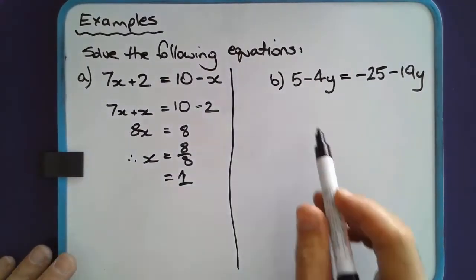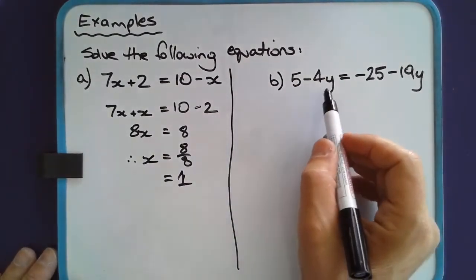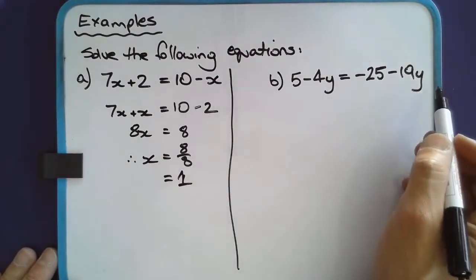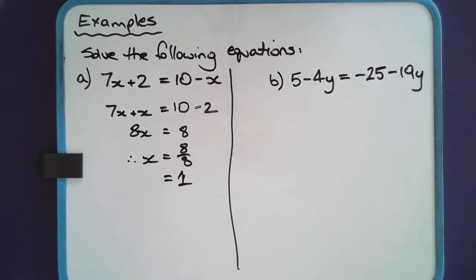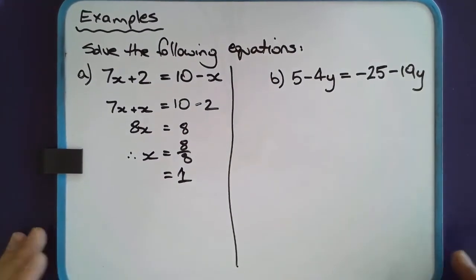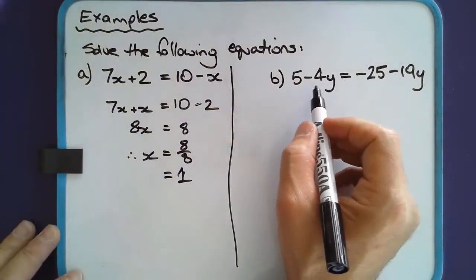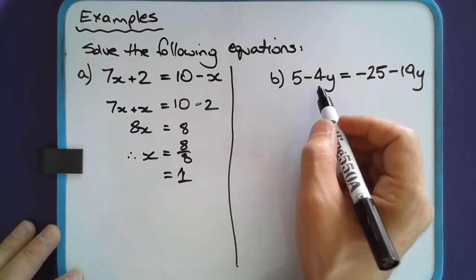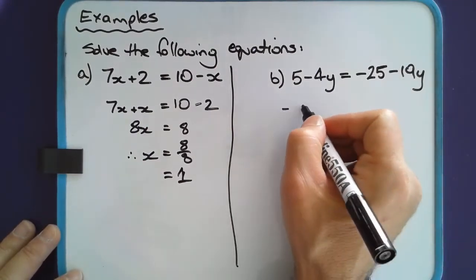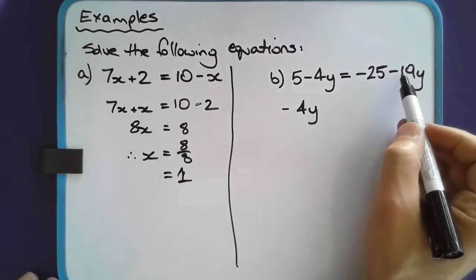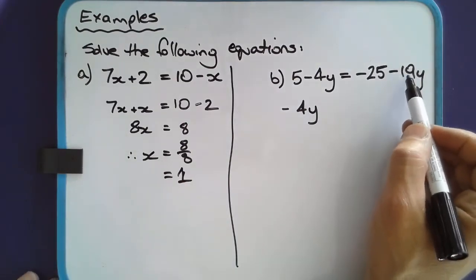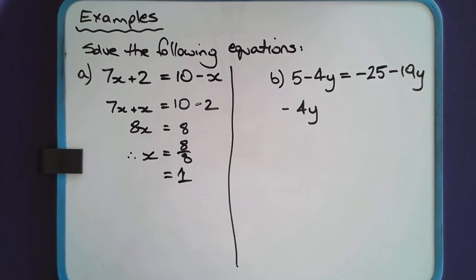And part B, 5 minus 4y equals negative 25 minus 19y. Now it works with negatives as easily as it works with positives. Negative numbers should not be feared. We work with them exactly the same way we work with positive numbers. They're just numbers. We've just got to be careful with the negative sign, that it stays with the term after it. So now the negative 4y is in the right place, so we can leave that there. The negative 19y on the right is in the wrong place, so this needs to move over.